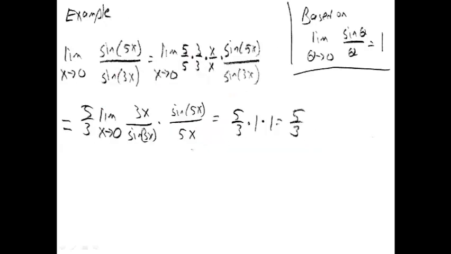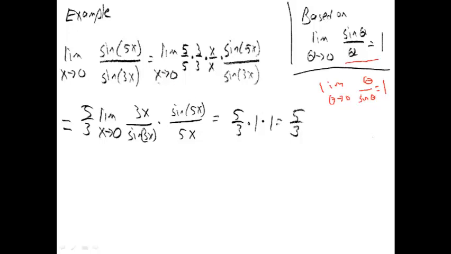So for this problem, the key is going to be that we have a sine divided by a sine. And we're going to use this right here, as we have, but we're also going to end up using the limit as theta goes to 0. We're going to flip it. We're going to do theta divided by sine. That limit is also equal to 1.